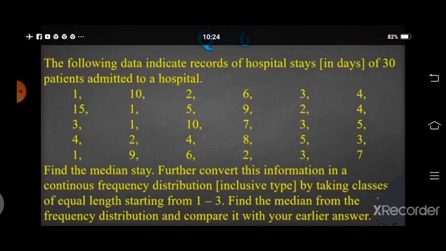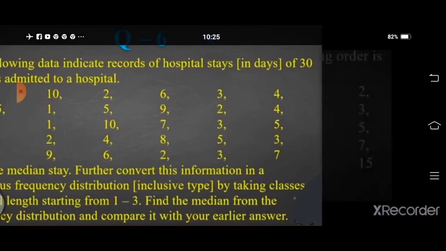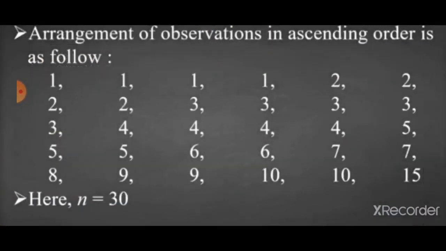So first we have to find out the median according to the raw or discrete distribution. Then we have to find out the median according to the continuous frequency distribution. Then we have to compare the answers, whether they are equal or not. Now first we will arrange all observations in ascending order as written here: 1 1 1 1 2 2 2 2, then 3 3, then 4 4, then 5 5 6 6 7 7 8 9 9 10 10 or 15. Here n equals 30.